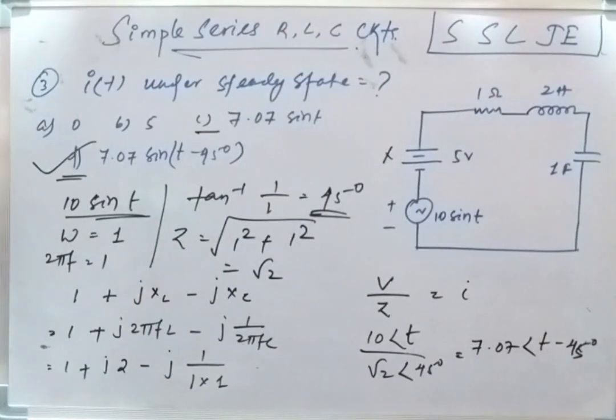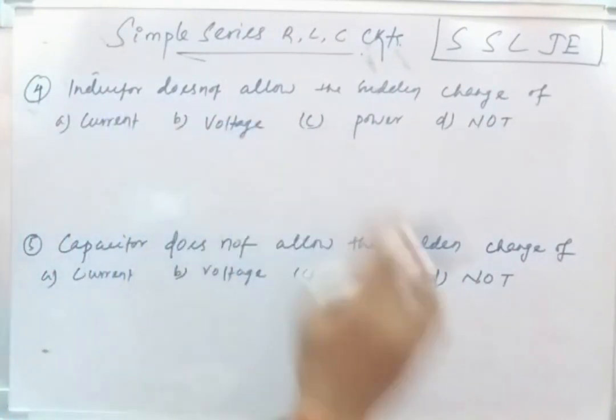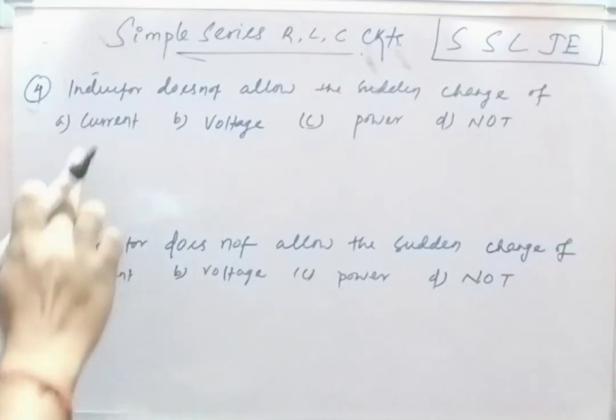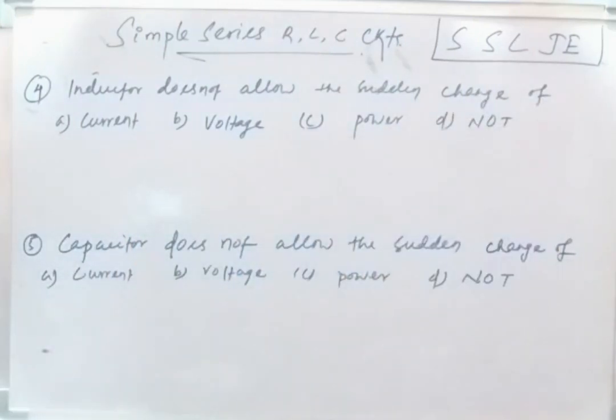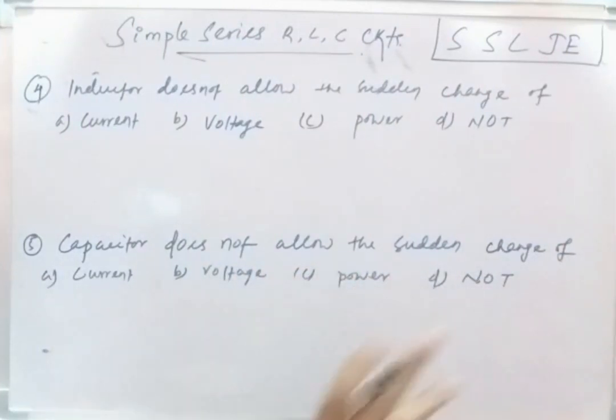So next, go to the fourth question. The fourth and fifth questions are: the inductor does not allow the sudden change of current, voltage, power, or none of this. And the fifth question is: the capacitor does not allow the sudden change of current, voltage, power, or none of this. Okay. What is the basic concept here?